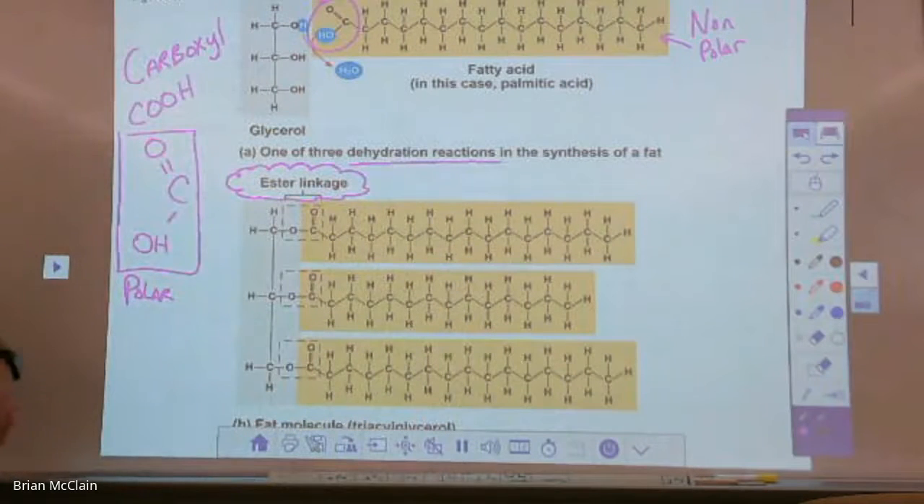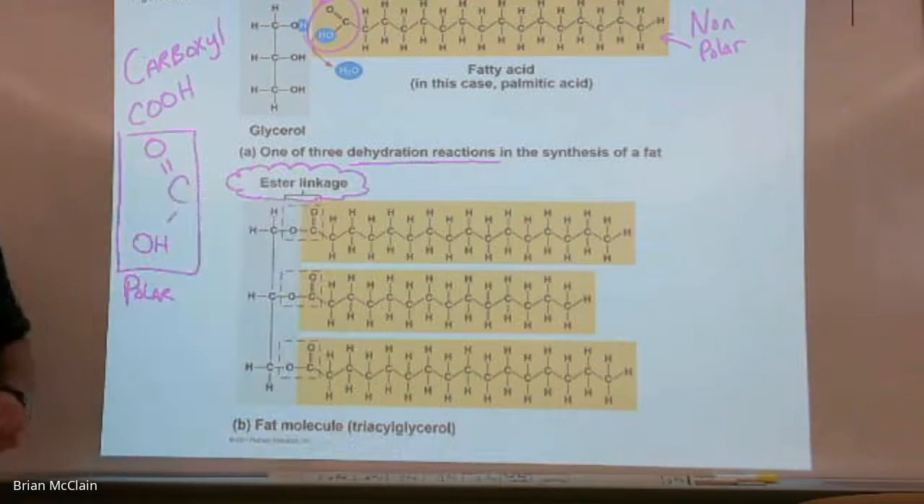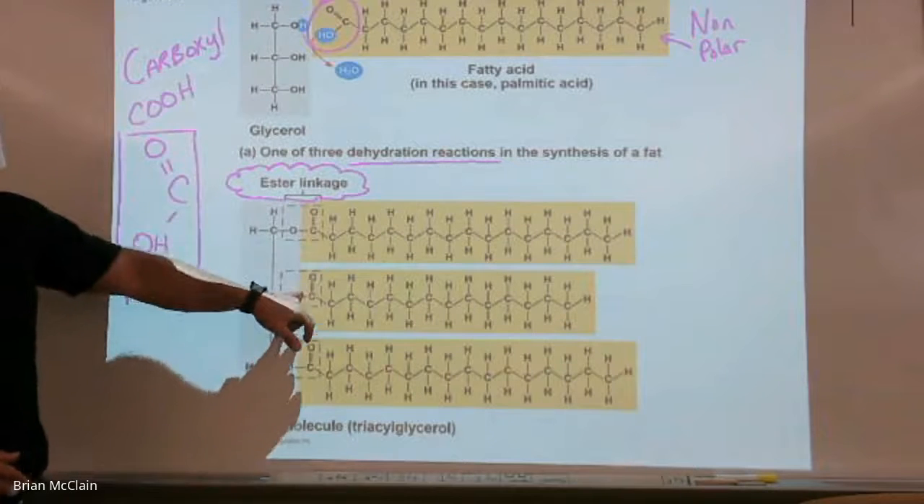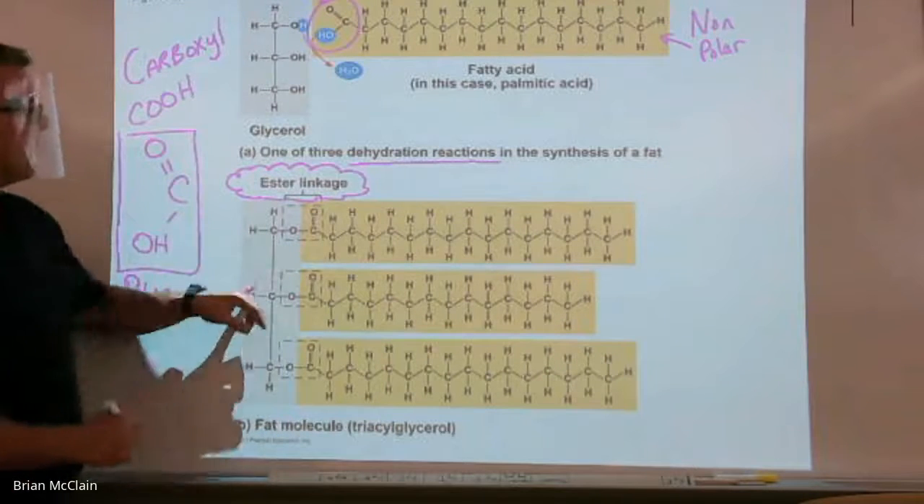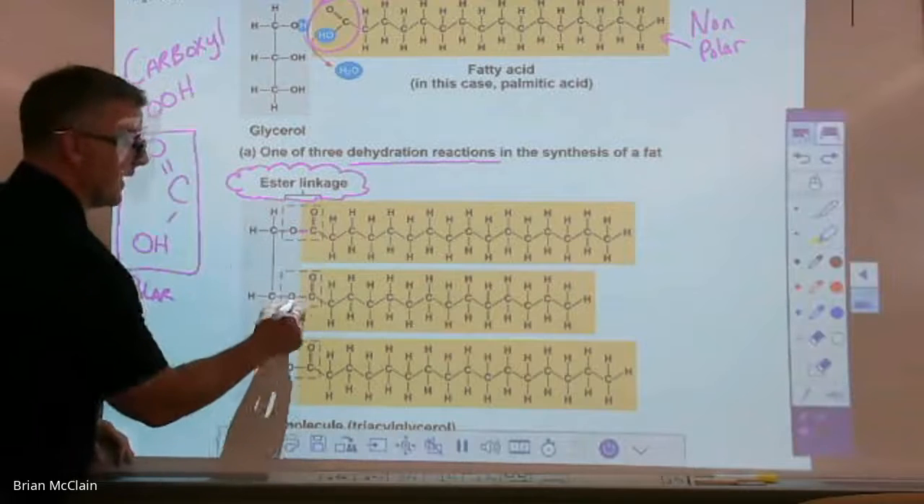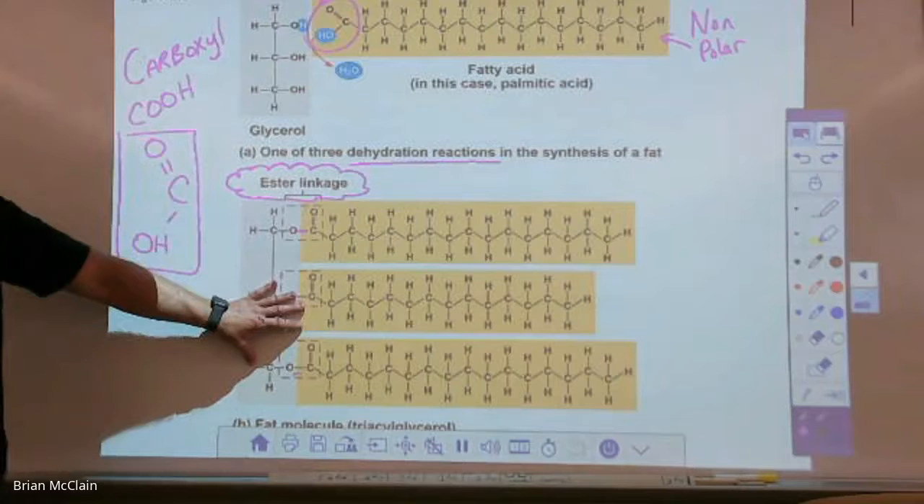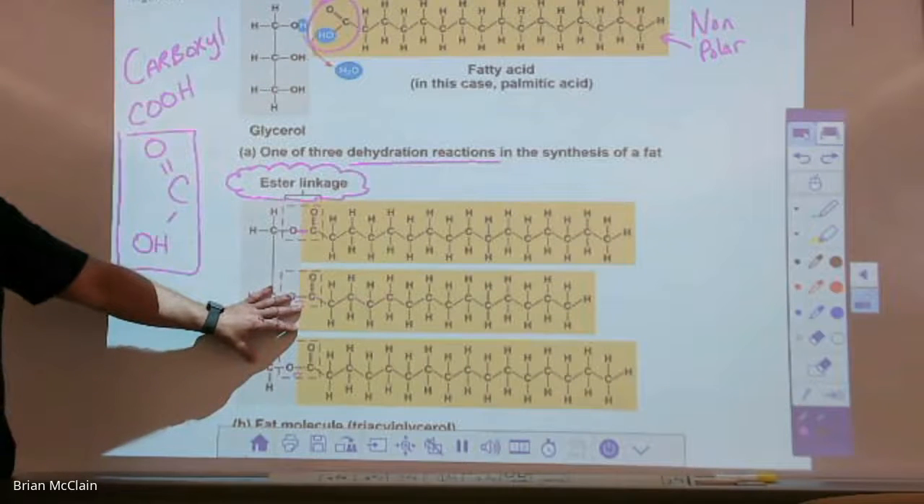So it follows a similar pattern. If you're taking something and you're removing water to make something more complex, it's going to be a dehydration reaction, and the bond that is formed right here is referred to as an ester linkage. So we can kind of go down this list and we can see that holding these things here. So this is a triglyceride, which is what fat would be.